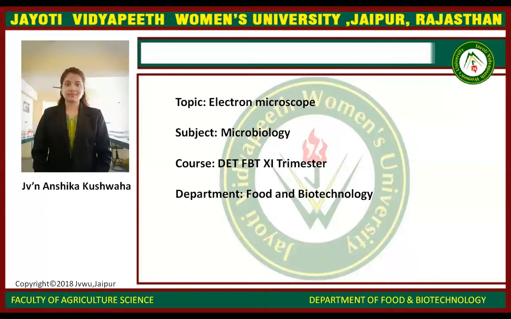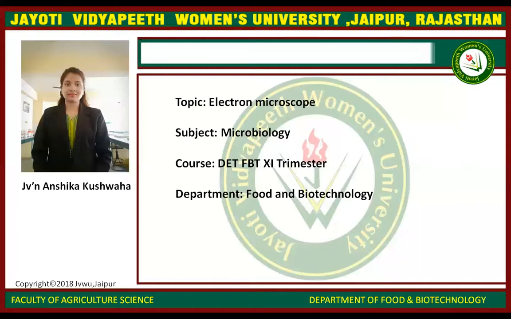So, what are the types of electron microscope? There are 4 basic types of electron microscope. First is analytical electron microscopy. Second is scanning transmission electron microscope. Third is scanning electron microscope. And fourth is transmission electron microscope. So first of all, we will study the transmission electron microscope.